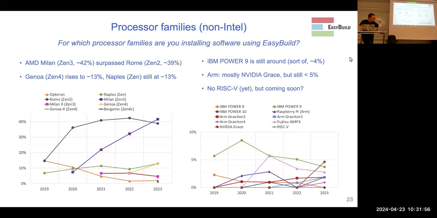NVIDIA Grace is on the rise there, so it looks like it's popping up out of nowhere. It hasn't hit 5% yet, but next year I expect it to be significantly higher. Let's see. So the easy days, let's say, of everything Intel is definitely over.